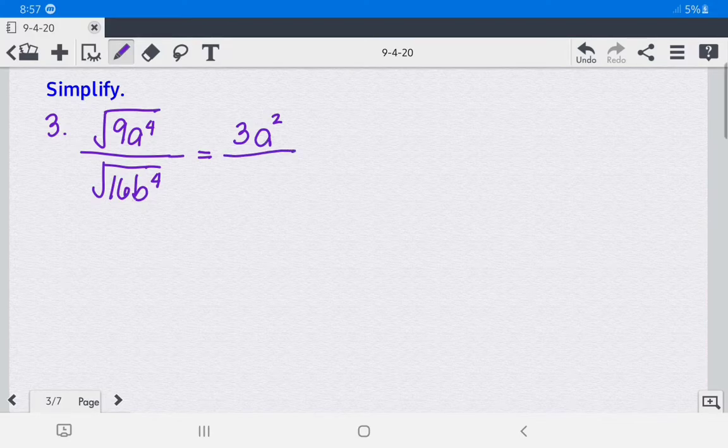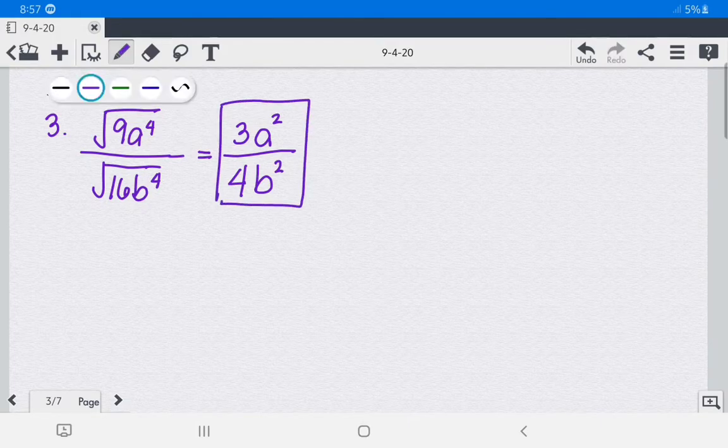Then, over square root of 16, we have 4. And then, square root of b raised to the 4th power is b squared, because you divide 4 by the index 2. So, this is the answer for number 3.